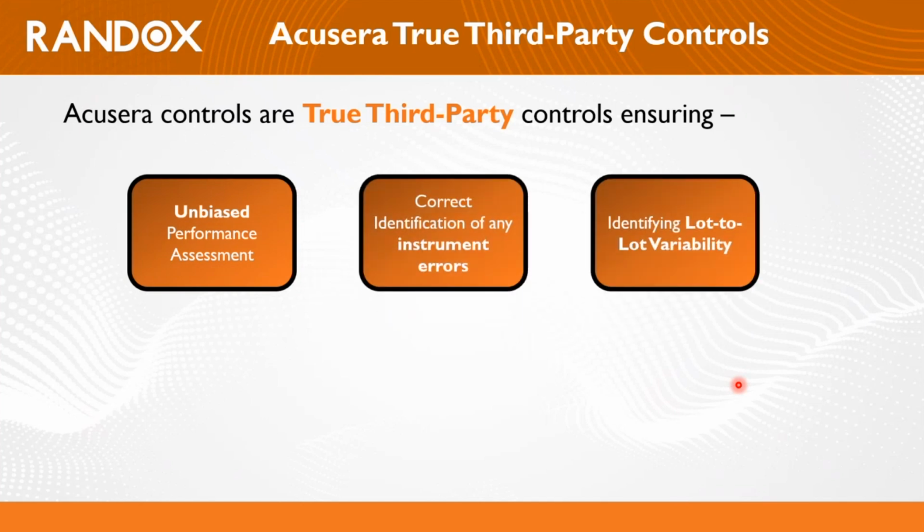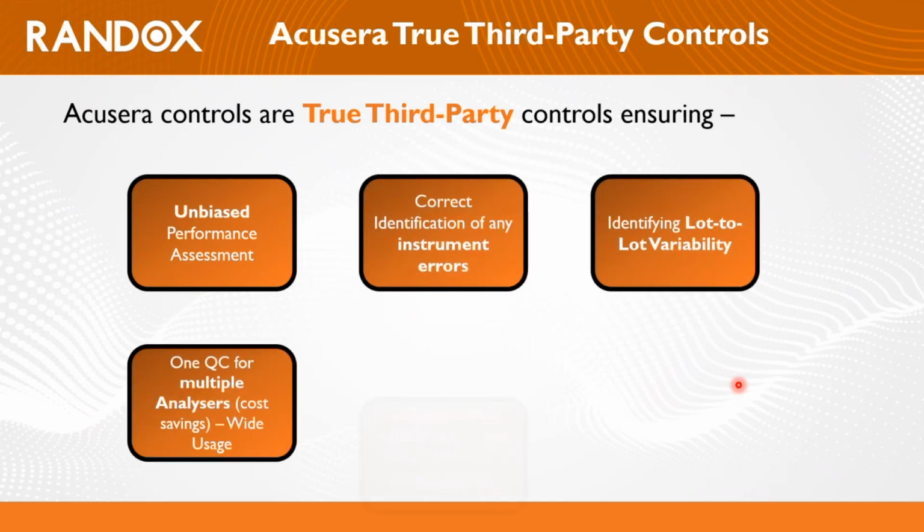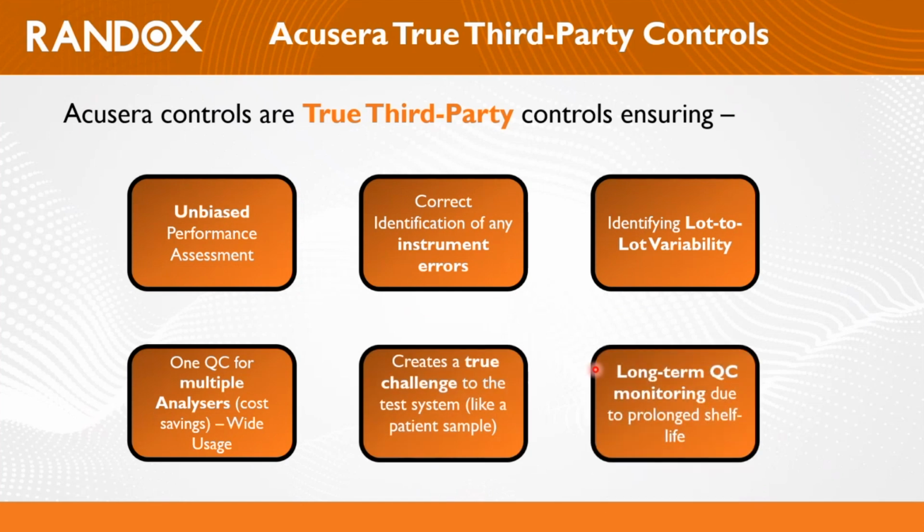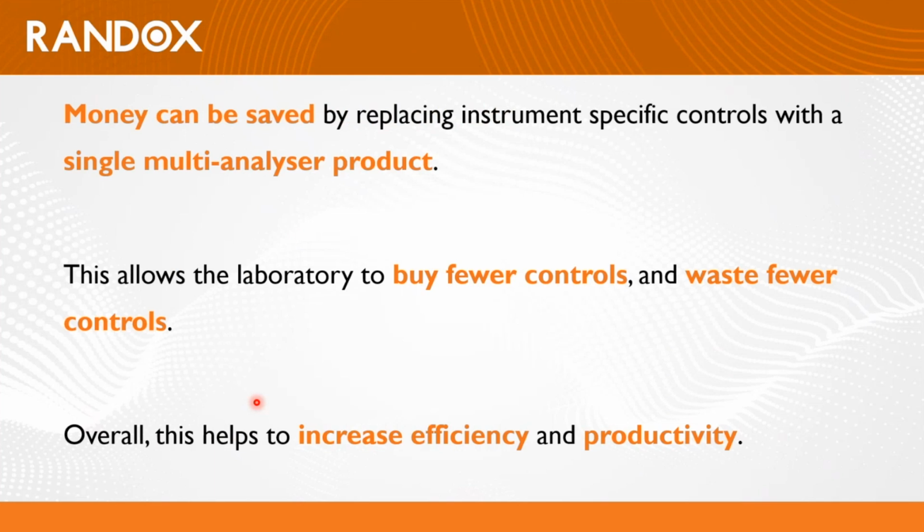So finally, these are the advantages of third-party controls, just bringing them up again. Long-term monitoring of QC is possible due to prolonged shelf life. Our controls create a true challenge to the testing system, and money can be saved by using one single third-party control on different instruments, because our product is a multi-analyzer product. This allows laboratories to buy fewer controls and waste fewer controls, which overall helps increase the efficiency and productivity of the lab.